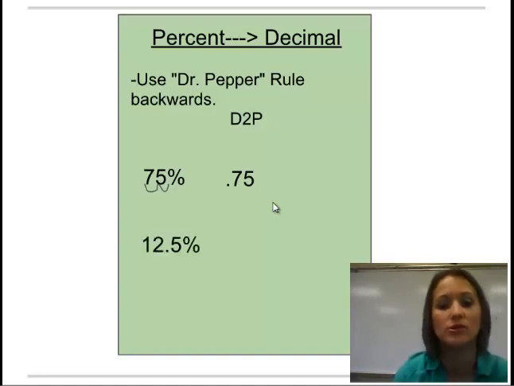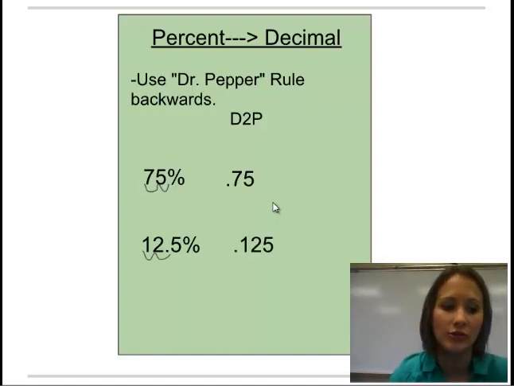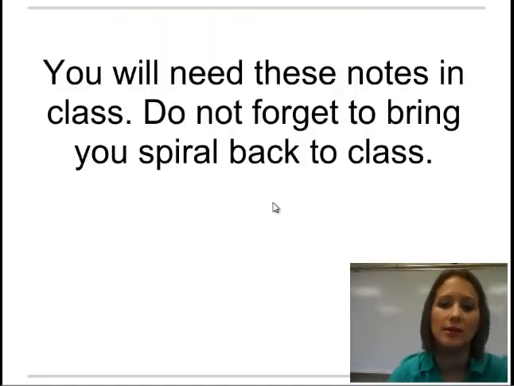12 and 5/10%, we do see the decimal on this one, so you just move it from where it is. Move the decimal 2 places to the left, and I get 125 thousandths. You will need these notes in class, so do not forget to bring your spiral back.